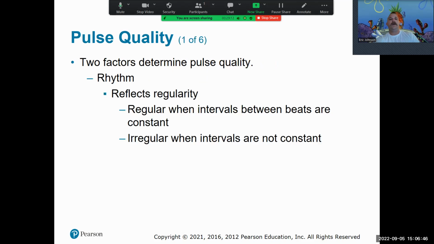Let's move on. So we talked about rate. Now let's talk about quality. There are two factors that determine pulse quality. The first is rhythm. And that's what's going to really give us the idea of, hey, how regular is this? When we look at respirations, blood pressure, and right now, pulse, everything needs to be in sync.